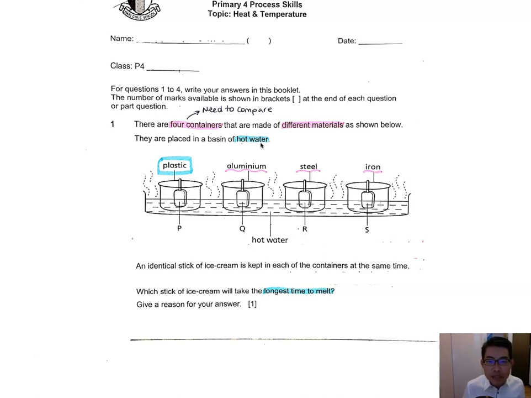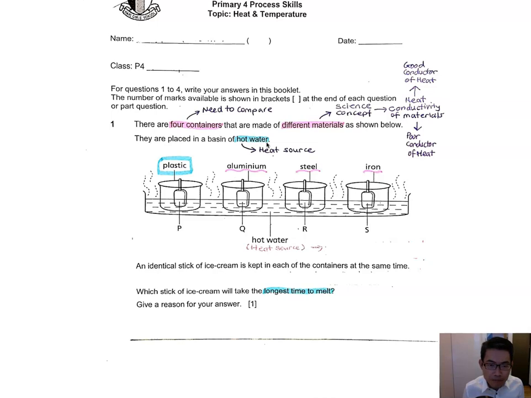So when you see 4 containers, it tells you, oh, more than one, I must make some comparison. Also, I see hot water. That tells me that is a heat source. And these are clues to tell me that this question must be about the heat conductivity of materials. And that is a concept being tested in this question. When we talk about heat conductivity of materials, there could be materials that are good conductors of heat, and there could be materials that are poor conductors of heat. Let's see what the question wants us to actually tell them.